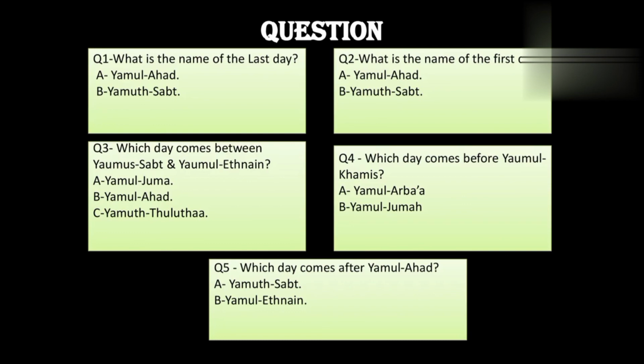Fourth question is, which day comes before Yamul-Khamis? A. Yamul-Arba'a, B. Yamul-Jum'a. Fifth question is, which day comes after Yamul-Ahad? A. Yamuth-Sabt, B. Yamul-Ethnain.